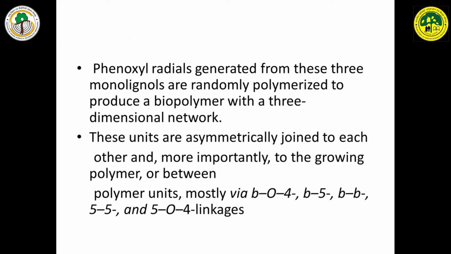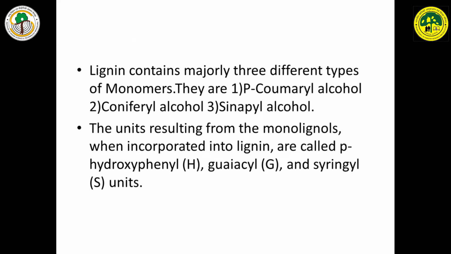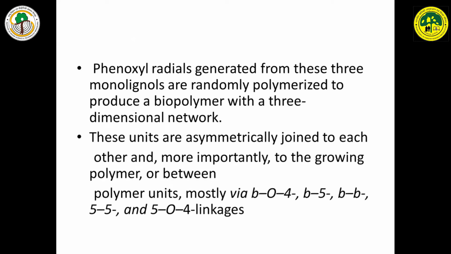That means in the biosynthesis process, the precursors are generated, that is the para-coumaryl alcohol, coniferyl alcohol, and sinapyl alcohol, from which the phenoxy radicals are generated according to the mechanism, and they polymerize to form the three-dimensional network of the lignin. These monomeric units are joined by the linkages found here: beta-oxygen-4, beta-oxygen-5, beta-5 linkages, and 5-oxygen-4 linkages.